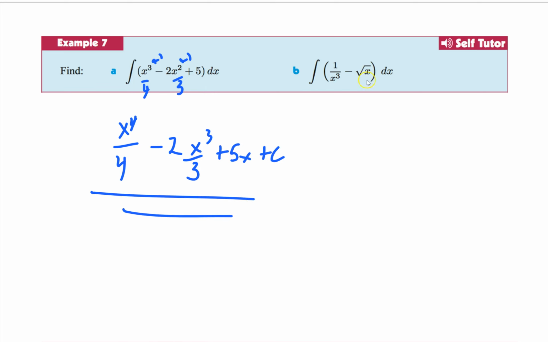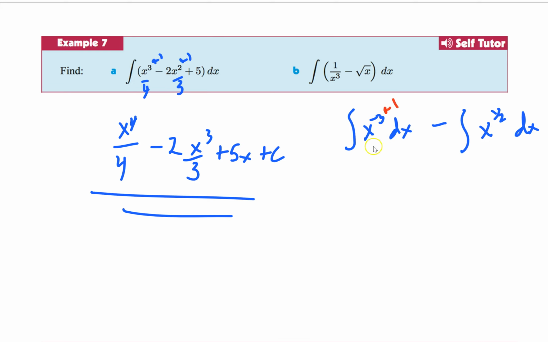Now this one, right, it's a little more complicated. So this one, I'm actually going to separate it. I'm going to integrate x to the negative 3 dx minus the integral of x to the 1/2. Just like taking derivative, you want it as a fraction. dx. Again, I don't have to. It's just I think this one is actually a little easier if you just try to take each one separately.